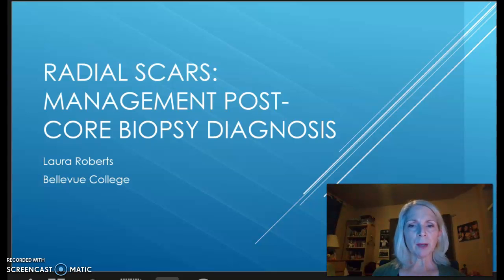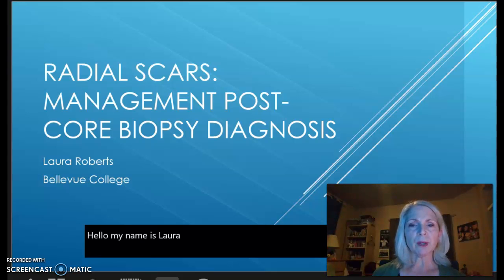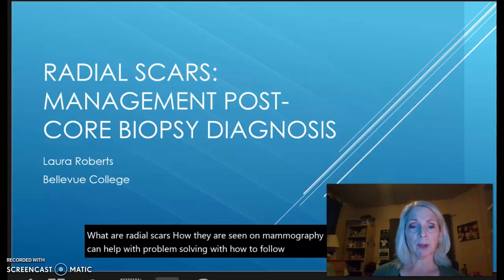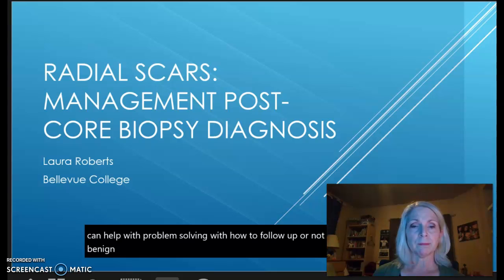Hello, my name is Laura Roberts, and for my research project, I am studying radial scars. What are radial scars? How are they seen on mammography, and how can breast MRI help with problem solving on how to follow up or not follow up on these benign lesions?